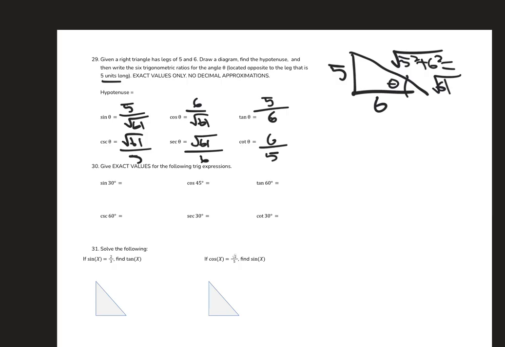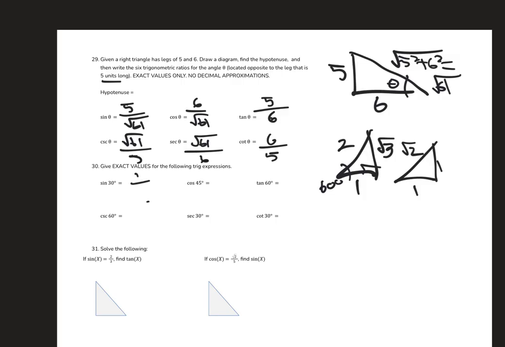Okay, so we have a 30, 60, 90 triangle. So let's just assign values here. This is 1, this is 2, this is root 3. And this is the 60-degree angle. This is the right angle. And in the 45, 45, 90 triangle, we have 1, 1, root 2. Okay, so the sine of 30 degrees is opposite, or 1, over hypotenuse, which is 2. So it's 1/2.